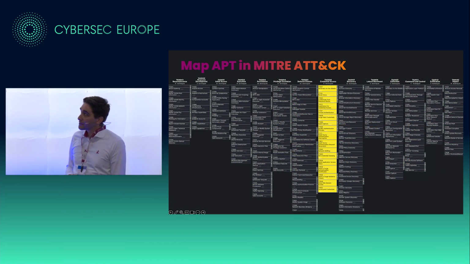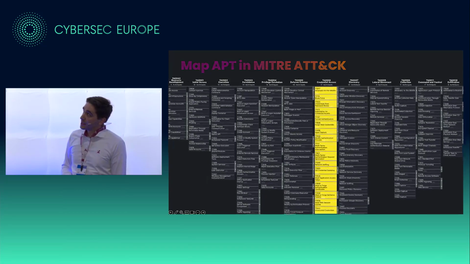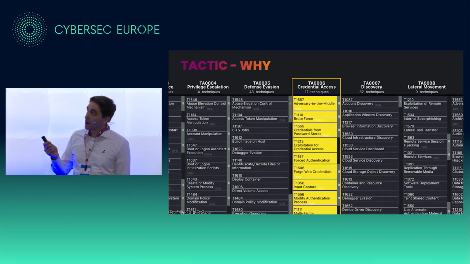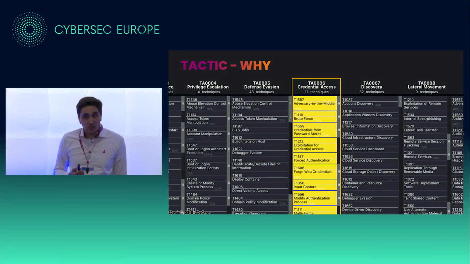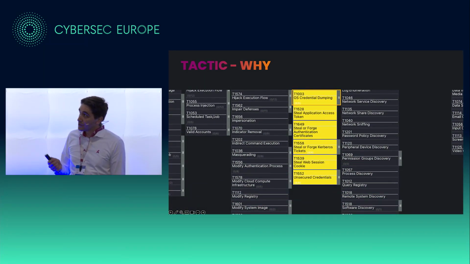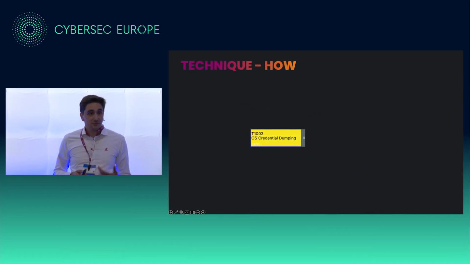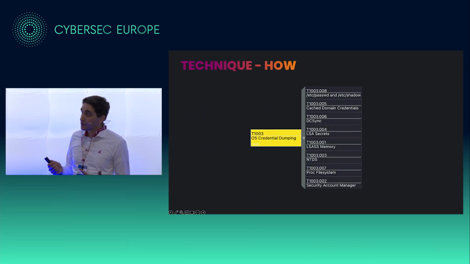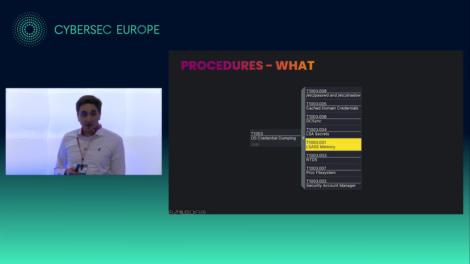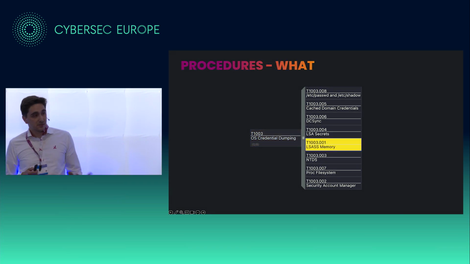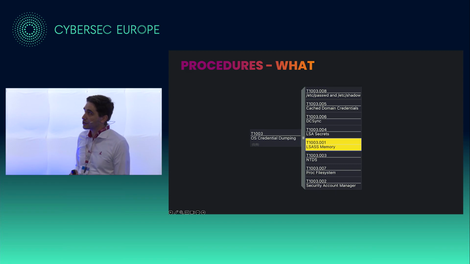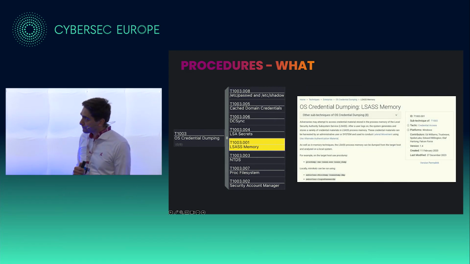This is the same example. At the top we have the tactics. We can zoom in on tactic number 6, which is credential access, and you can see the number of techniques underneath. One of them is OS credential dumping, where you could go into the operating system and try to dump credentials from different places. And the sub-technique there is LSASS memory. The LSASS process is responsible for authentication on a Windows machine.